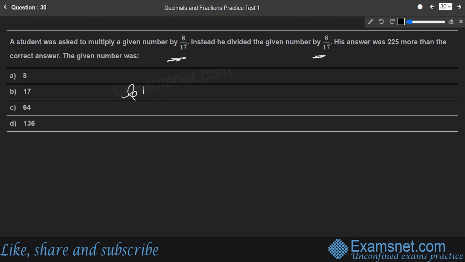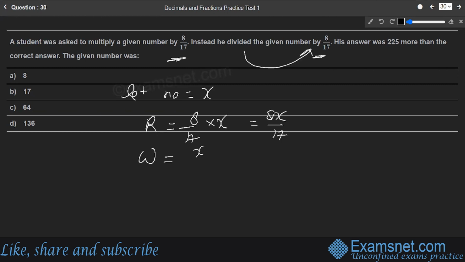Okay, so let us begin the question by assuming the number is x. The first thing he was asked was to multiply a given number by 8 by 17. So if he would have multiplied it correctly, the right number would have been 8 by 17 into x, that is nothing but 8x by 17. So this is the right number. Instead, mistakenly, he divided the given number by 8 by 17. So he created a wrong number, which is nothing but 17x by 8. So this is the right number, this is the wrong number.